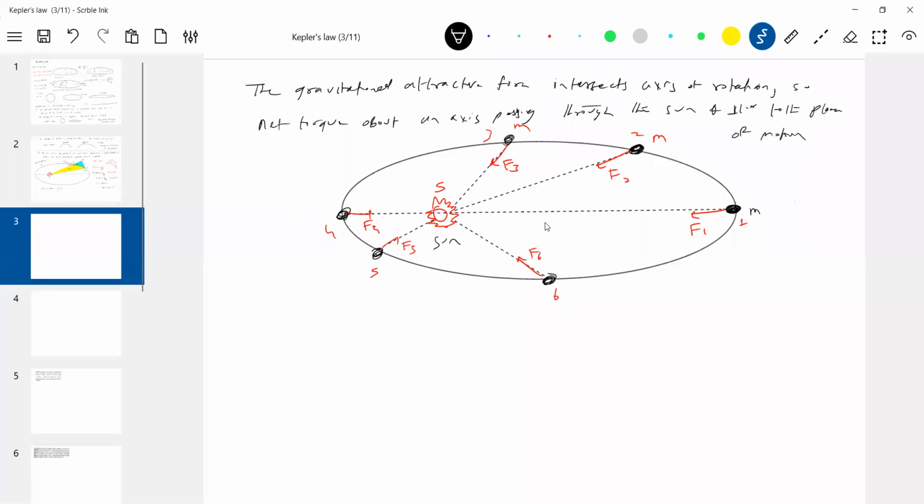Sir, so net torque about an axis passing through the sun and plane of motion is 0. Let me finish off. You can come afterwards. Let me finish off. I'm in between.